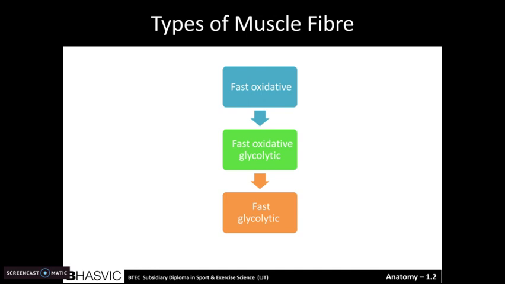The myoglobin content in slow oxidative muscle fibers is high. The fast oxidative glycotic myoglobin content is medium, and the fast glycotic muscle fibers myoglobin content is low. The best activity for slow oxidative muscle fibers is probably the marathon, whilst the fast oxidative glycotic muscle fibers' best activity will probably be the 1500-meter running race. And the best activity for the fast glycotic muscle fiber would be the shot put.